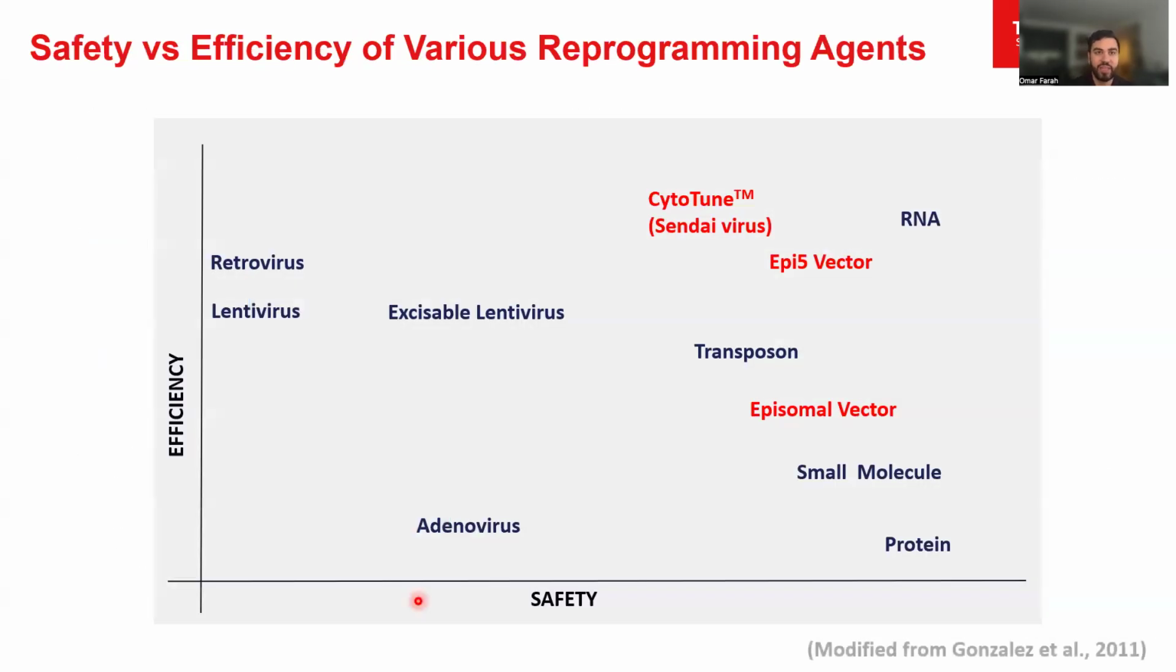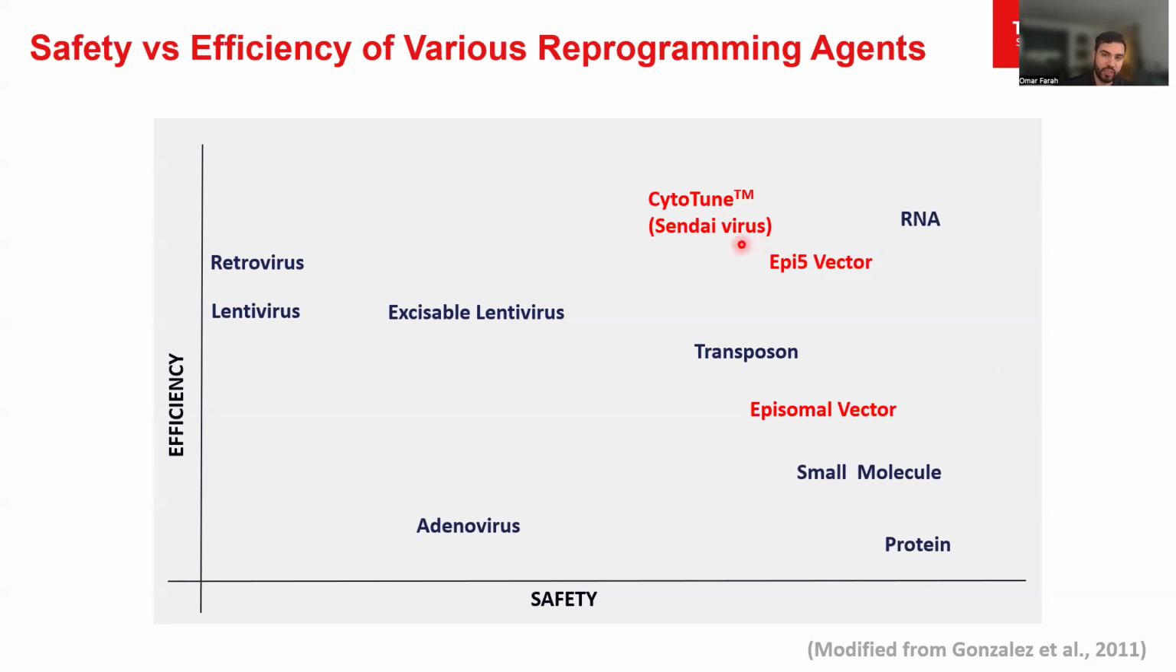Now, if we were to place all these methods and consider them based on two main factors, their safety and efficiency, you'll see that we have a quite wide distribution across those two factors for the different reprogramming methods or agents. But what we really want to look for is methods that have really high safety as well as high efficiency. So in this upper right quadrant, you'll see that the CytoTune, episomal vectors, and mRNA tend to stay in this quadrant as well.